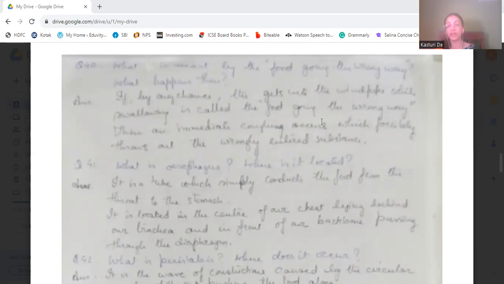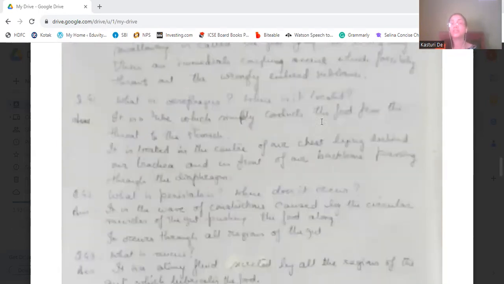Wrongly entered substance will be thrown out. Okay. Now, we have talked about the esophagus and the windpipe, but what is the esophagus and where is it located? The esophagus is a tube which simply conducts the food from the mouth to the stomach.